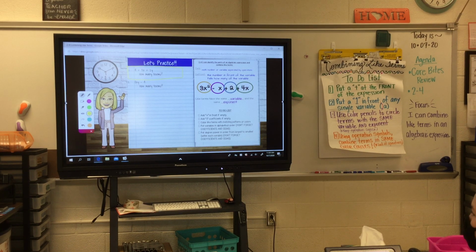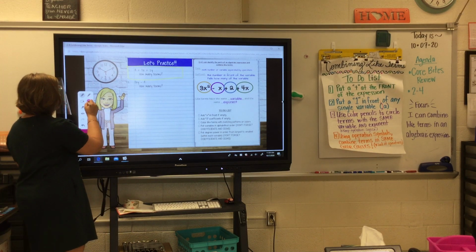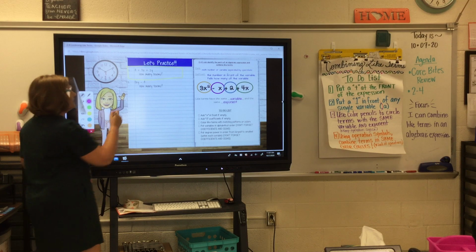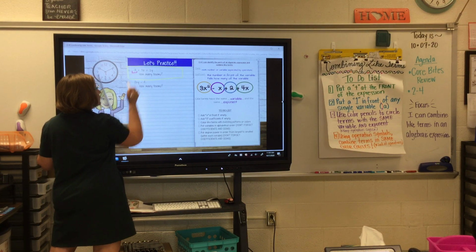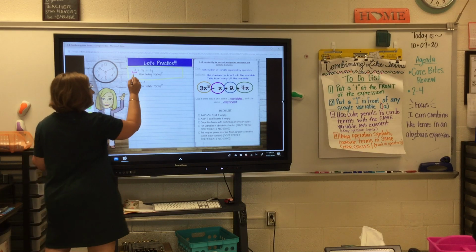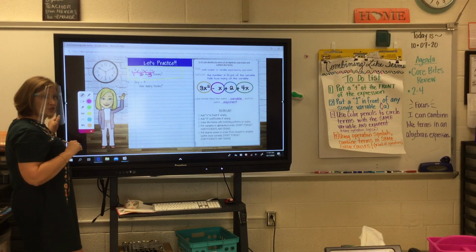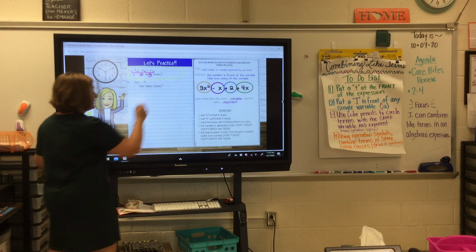All right, a term is the number or the variable that's separated by the operation symbol. So how many do we have here? We start with the first one. So that's 4, plus. Then I have 3x, that's the second one. And plus 2y. So how many terms do I have? 3.